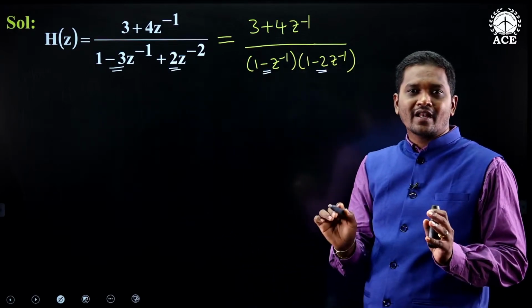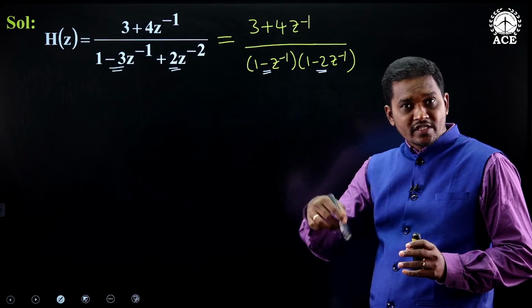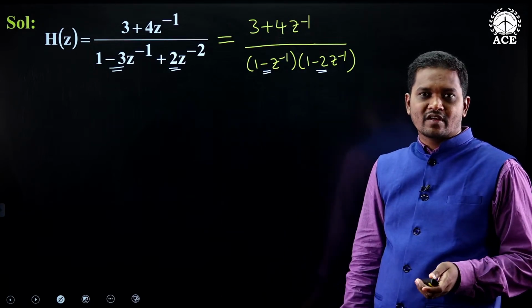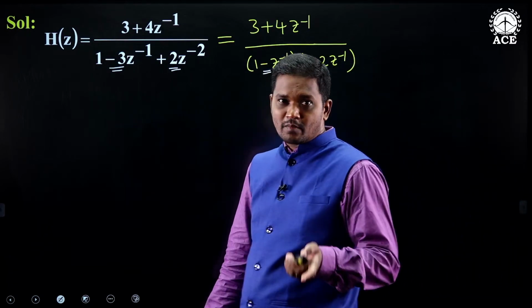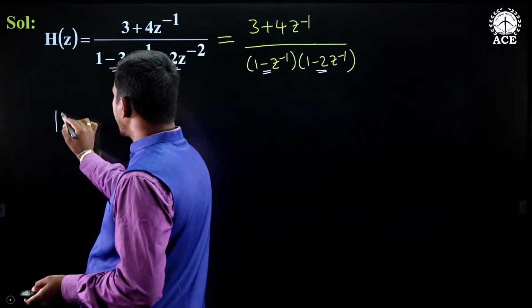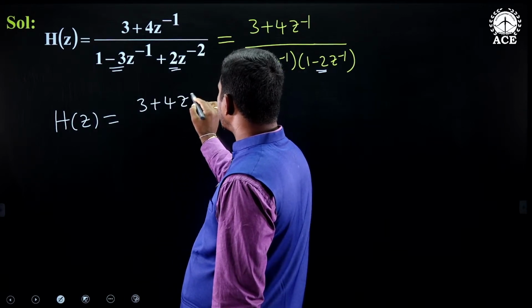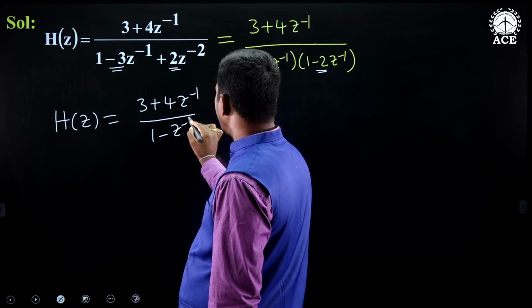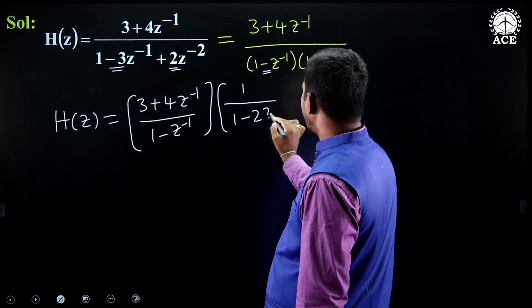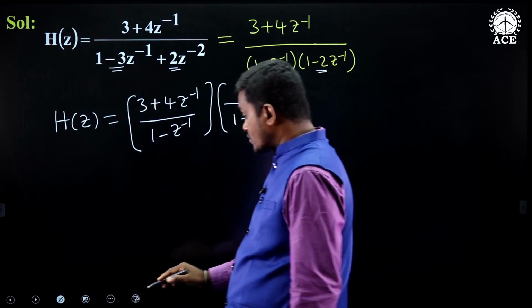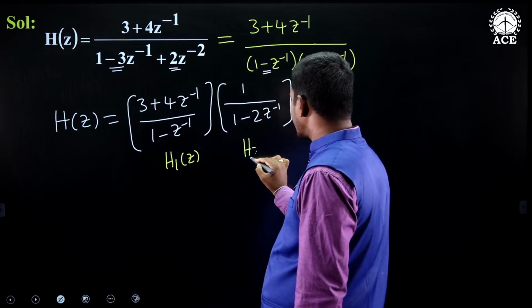Use this logic. Or if you are not comfortable with that, use the conventional procedure, minus b plus or minus square root of b square minus 4ac by 2a, okay? Any procedure you can use. Now I have converted into first order polynomials. Now you need to take the division. H of z equals 3 plus 4 z inverse divided by 1 minus z inverse, this is one system, and another system is 1 divided by 1 minus 2 z inverse. Let us assume the first system as H1 of z and the second system as H2 of z.